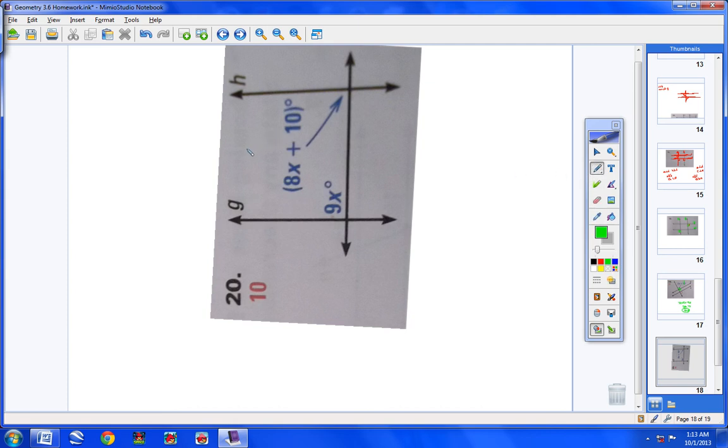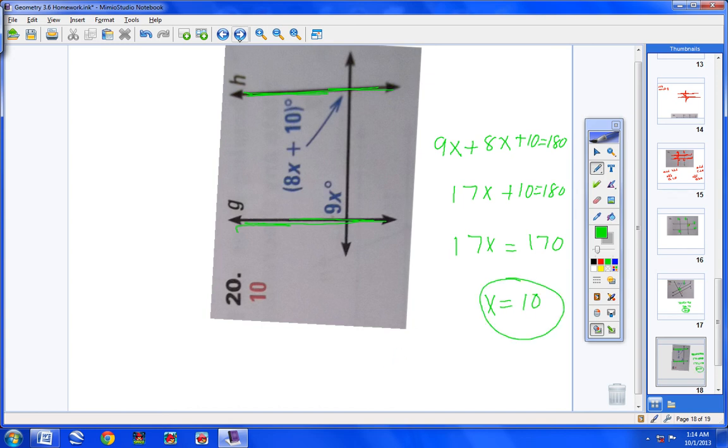And do you remember when two lines are parallel, your consecutive interior angles are supplementary. They're not congruent. Please don't take 9x and set it equal to 8x plus 10. No. Your consecutive interior angles are supplementary when these two lines here are parallel. So I've got to take my one angle, 9x, and add to it my other angle, 8x plus 10. And when you add those two angles together, you should get 180. So 9 plus 8 would be 17x, plus 10 equals 180, and then subtract 10 from both sides. 17x equals 170, and then divide by 17, and you will get 10. So x equals 10.